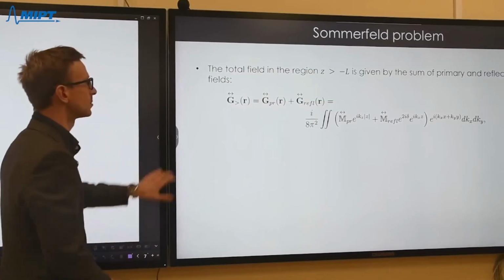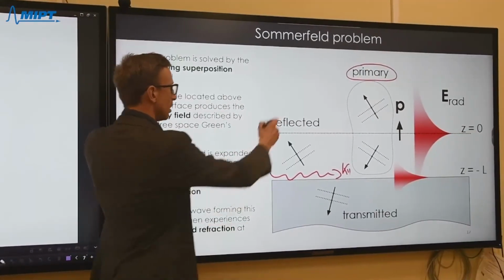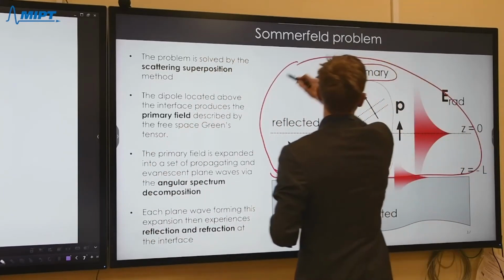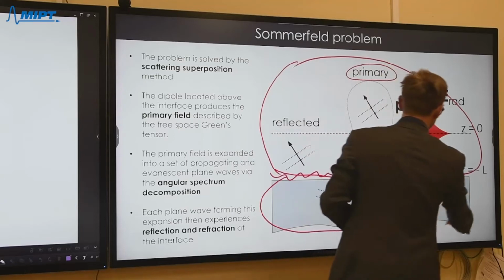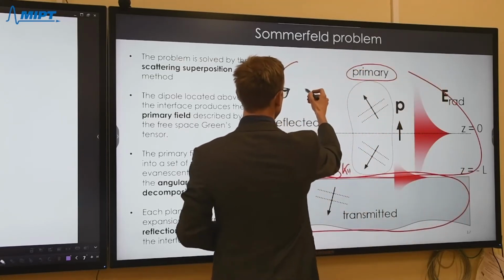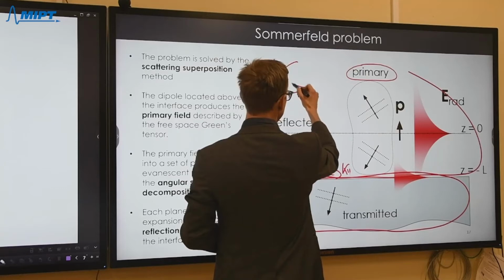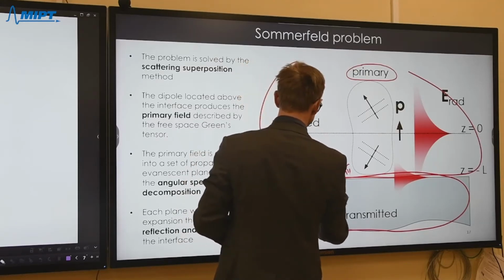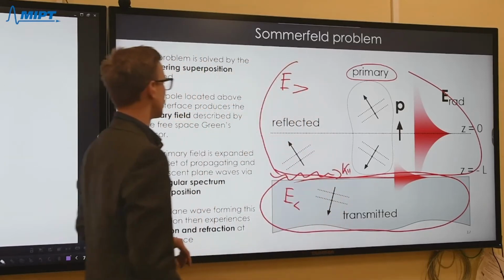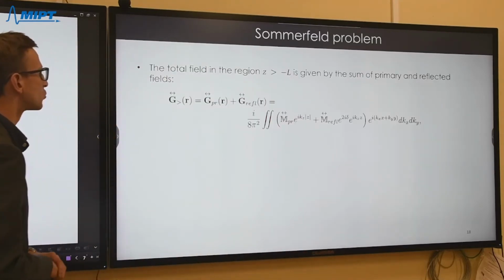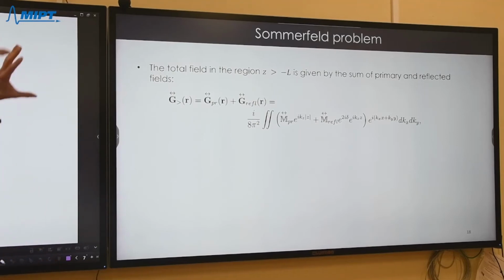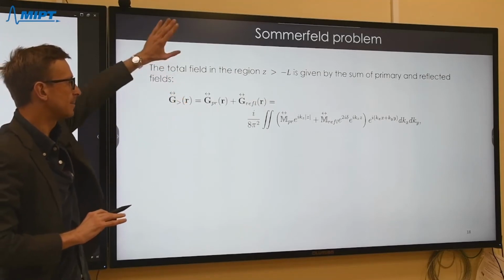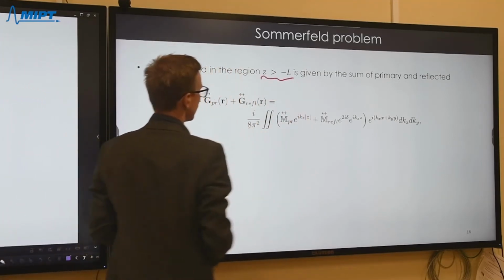So we separate the entire region into two domains: what's above the interface and what's below the interface. We're going to denote this with the sign greater, for example, we're going to write E greater, and this is E lesser. All right? And we're going to write now the Green's tensors that describe the fields in both domains, the upper and lower domain. So this describes the total fields in the upper domain where Z exceeds minus L.